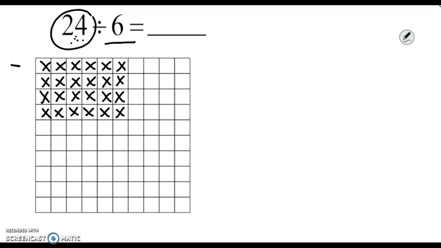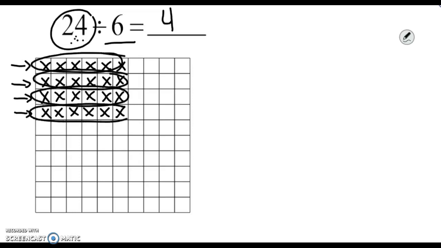So here's a group of 6, here's a group of 6, here's a group of 6, and here's a group of 6. How many groups did we have? 1, 2, 3, 4. 4 groups of 6. So 24 divided by 6 equals 4.